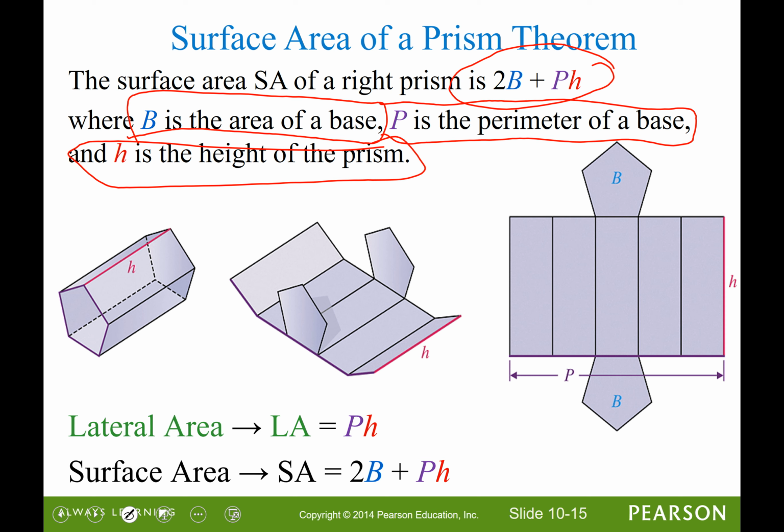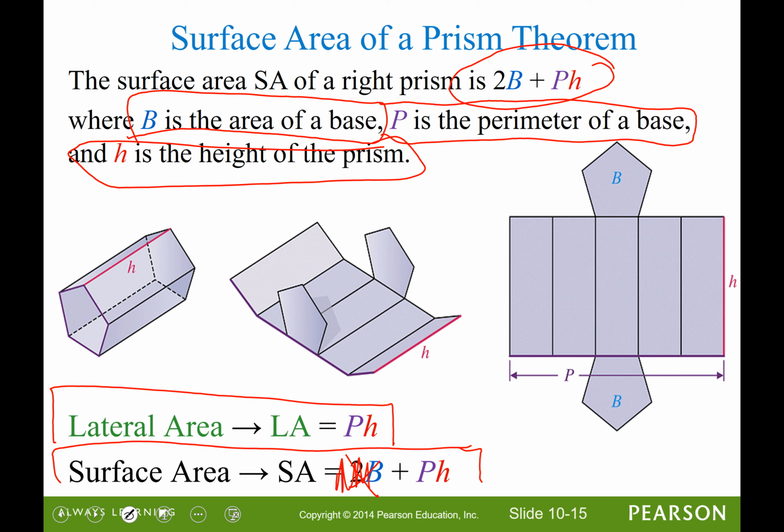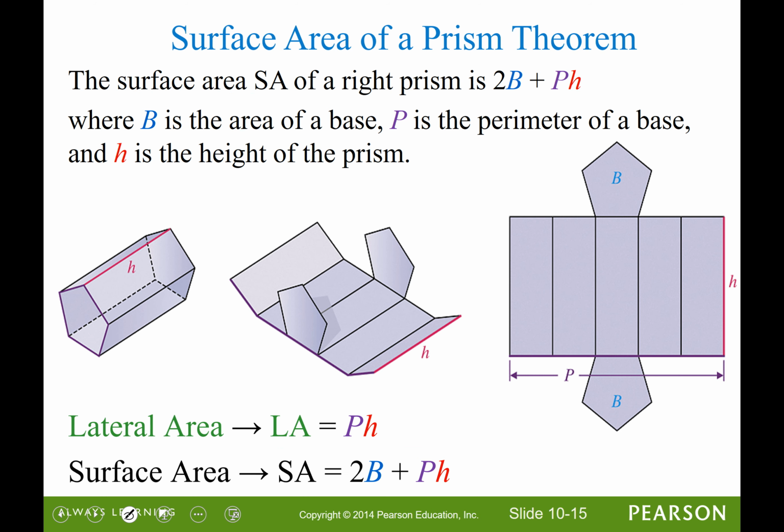Okay, so that is this formula here on the very bottom of your screen. SA equals this. The lateral area, you would just take off the bases. Remember, lateral area is just like wallpaper on the walls, not the ceiling and the floor. So to get lateral area, just cross off the two bases, and there you go. You've got lateral area, which is capital P times lowercase h.